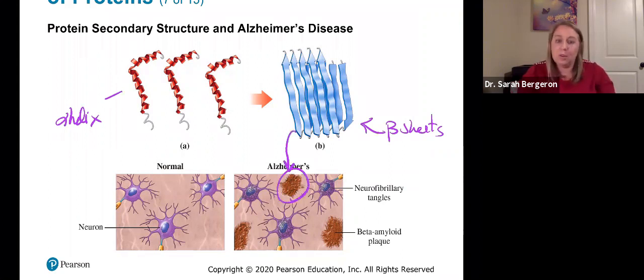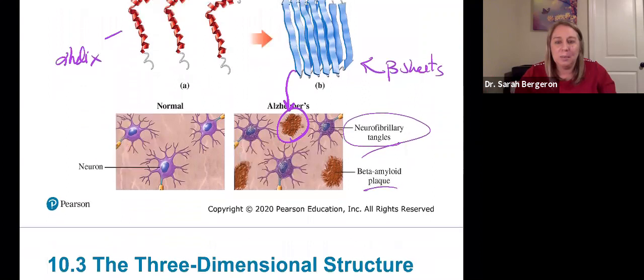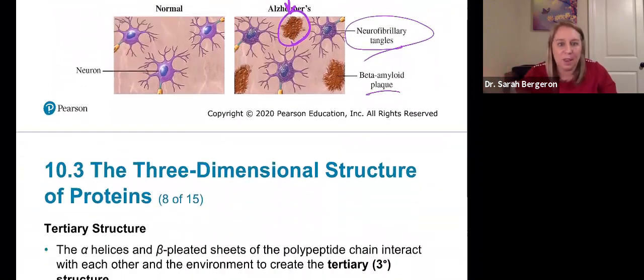These beta amyloid plaques are outside of the cell, but you've got to think that cells have to communicate with one another. If you have this big plaque sitting in between the two cells that are supposed to communicate, they're not really going to communicate. And there are some neurofibrillary tangles that occur inside the cell as well, but that's a different thing.